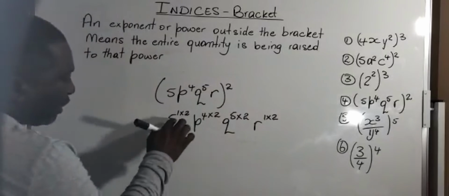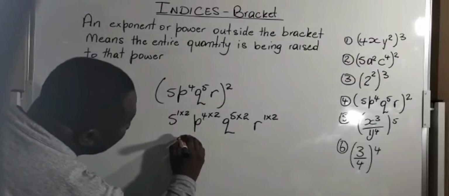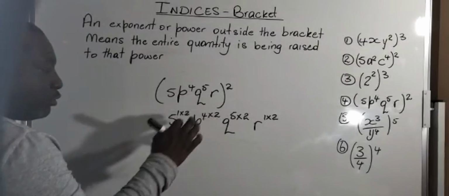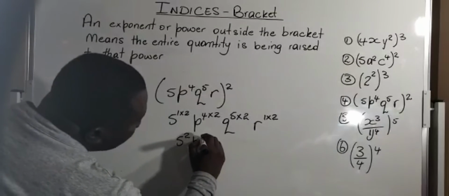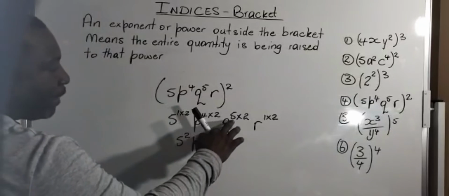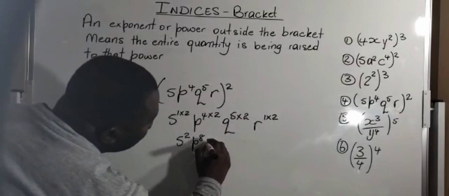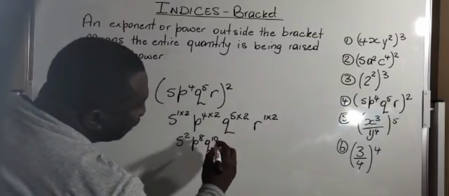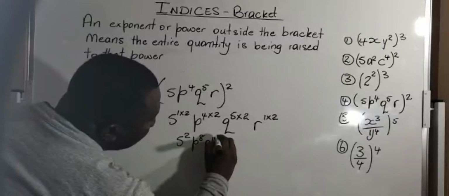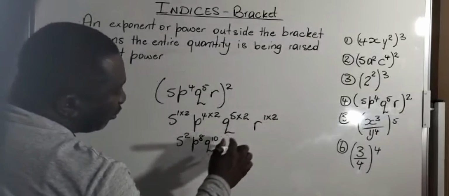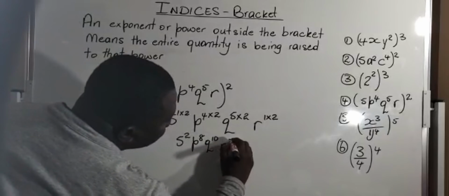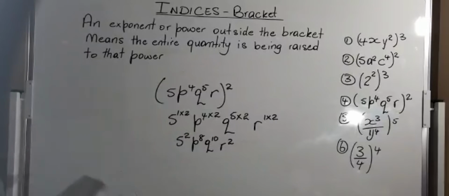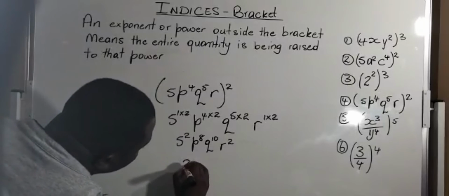So in simple form, this will be 1 times 2, which will result in 5 to the 2nd. 4 times 2 will give us 8. P being raised to the power of 8. 5 times 2 will give us 10. Q to the 10th power. And 1 times 2 will give us 2. R to the 2nd power. 5 to the 2nd is 5 times 5, which will give us 25.